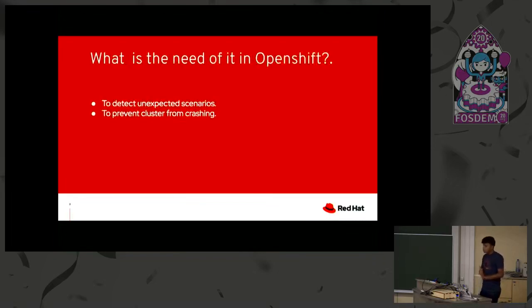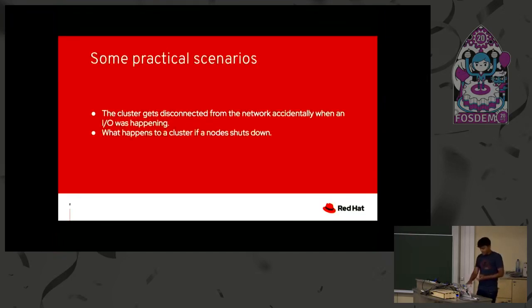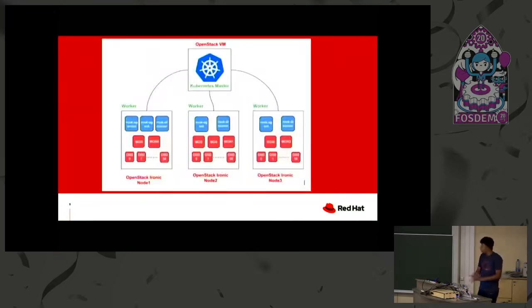All right. So why do we need negative testing in OpenShift or Kubernetes? Obviously, to detect unexpected conditions, and if we cover all the unexpected conditions, we'll also prevent the cluster from crashing. Before we jump into practical scenarios, I just wanted you guys to see this.